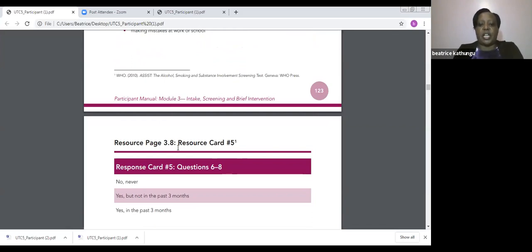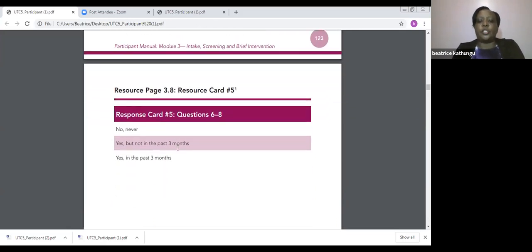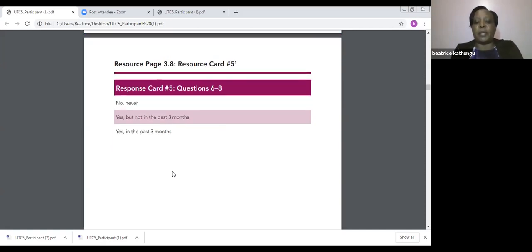Now the next card, which is the last one, is response card number 5. This one is used to answer questions 6 all the way to 8. Just like response card number 2, which helped them put in the time frame or the frequency, this one is about the pattern of use. So there is a no, never, there is a yes, but not in the past 3 months, and there is a yes in the past 3 months. The client is supposed to pick any one of these 3 for question number 6, question number 7, and question number 8.